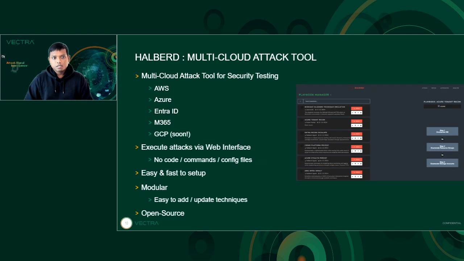Going into the details, here's what Halberd can do. Halberd is a multi-cloud attack tool that allows users to test security of AWS, Azure, Entra ID, and M365, and very soon GCP as well. So that's very exciting. And it doesn't just allow you to execute individual techniques, but also gives you capabilities to run attack playbooks, automate and schedule these playbooks, and even analyze your executions for reporting. So really that end-to-end security testing.